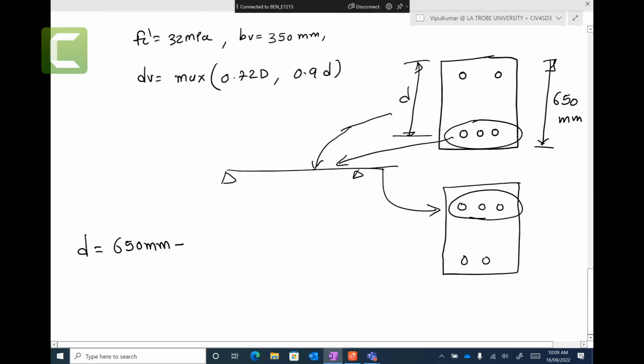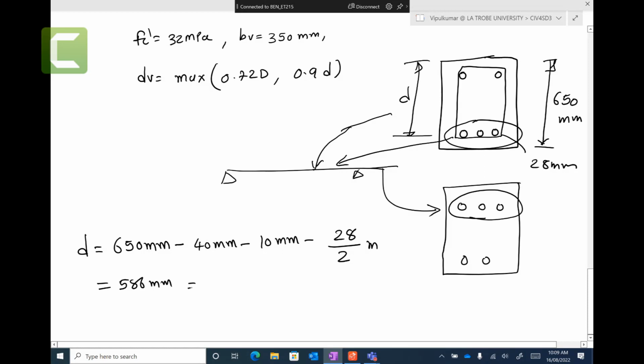So this is, let's say, fitments. Cover is 40 millimeters, given in our questions, and fitments are 10 millimeters. Take away 28 divided by 2 millimeters, because this bar is 28. So you get about 586 millimeters, which is 0.586 meters.